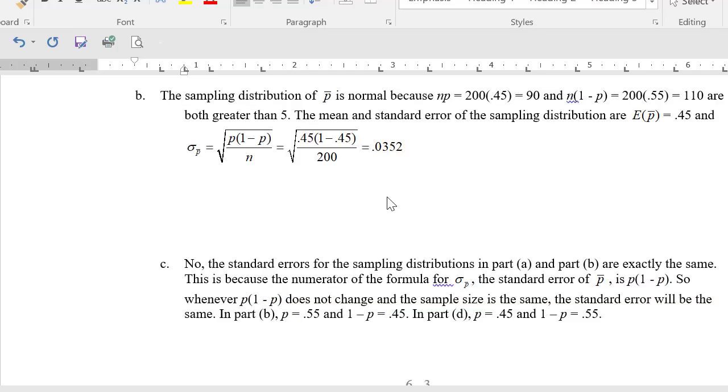So then part C goes on to ask, are the standard errors of the sampling distribution different in parts A and B? And as you can see, they were exactly the same. So this is because the numerator of the formula for sigma p, the standard error of p, is p times 1 minus p. So whenever p times 1 minus p does not change and the sample size is the same, the standard error will be the same.